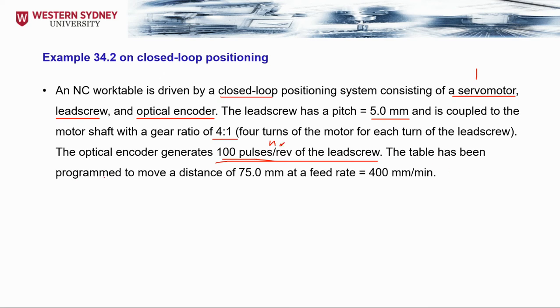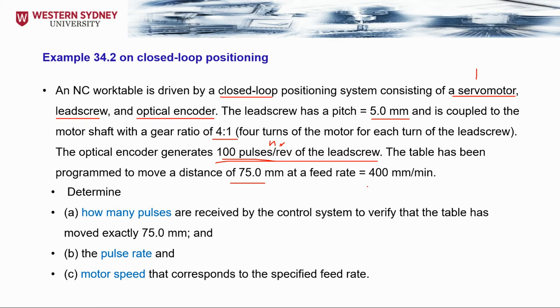The table has been programmed to move for a distance of 75 millimeters at the rate of 400 millimeters per minute. Determine how many pulses are going to be received by the control system, the Np, to move for 75 millimeters. Now find the Np. Find the pulse rate, the fp, the frequency. Find the motor speed, the N. Now we start this solution, find the Np first.